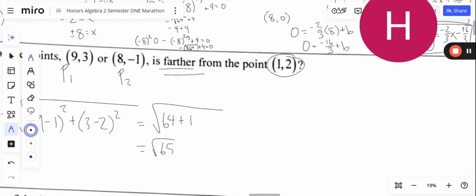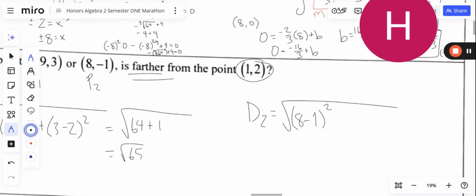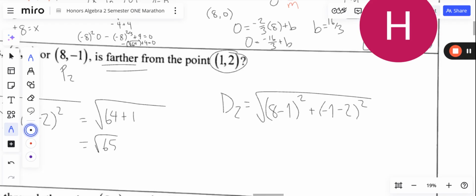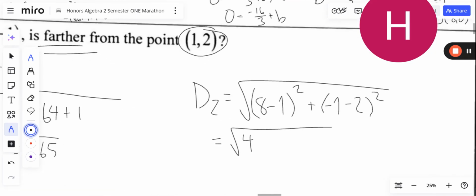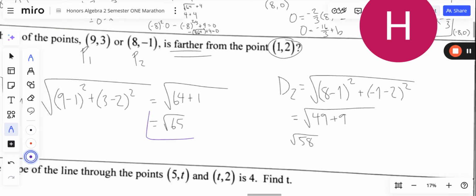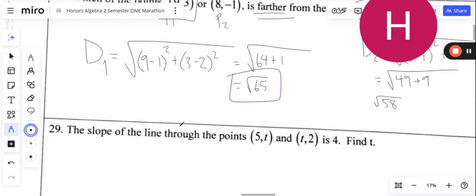Now, distance 2 is going to use the same formula but with different points, so we're going to have 8 minus 1 squared. That's obviously smaller than 9 minus 1 squared. And then we're going to have plus negative 1 minus 2 squared. So this is going to give us 7 squared, or 49, plus negative 3 squared, or 9, which gives us the square root of 58. And that means that since this distance is larger, right, square root of 65 is bigger than square root of 58, obviously, then D1 is further. So point 9, 3 is further from the point. Okay.